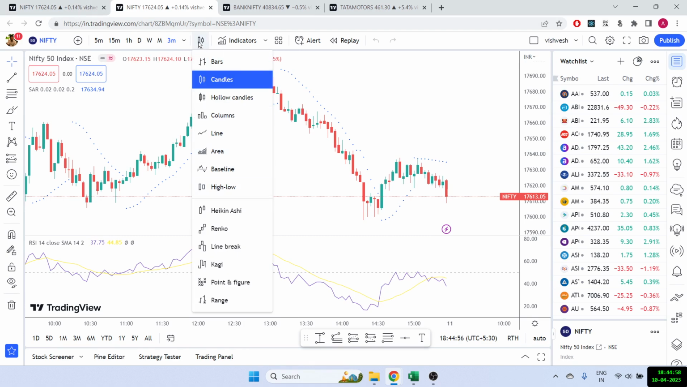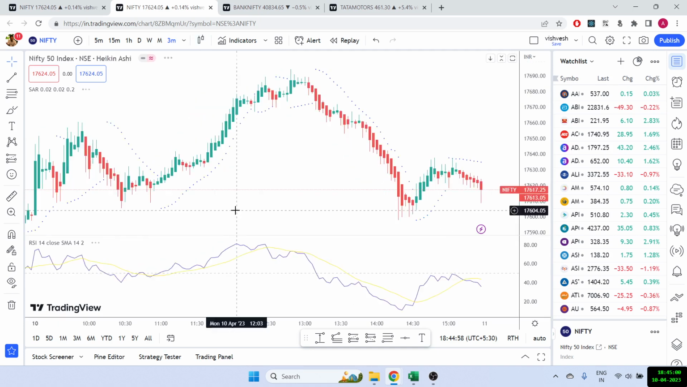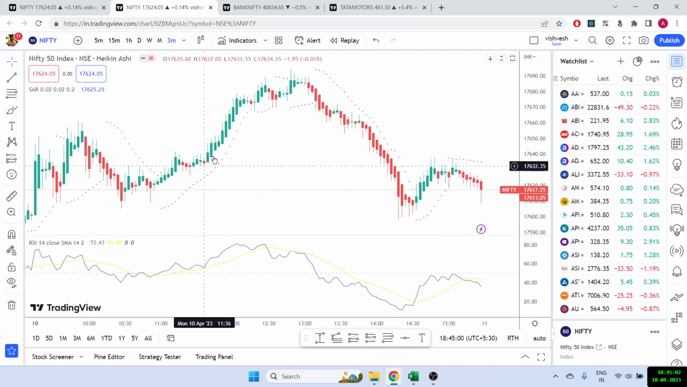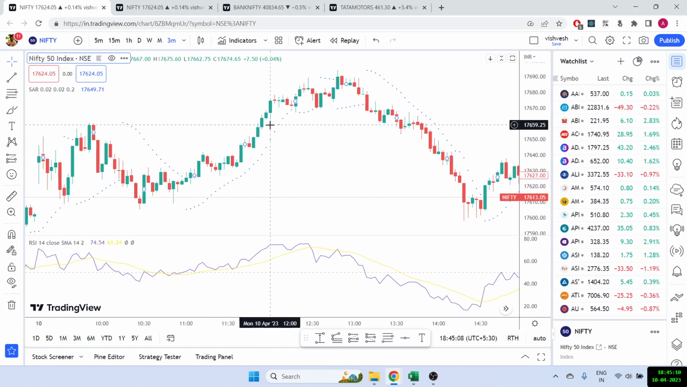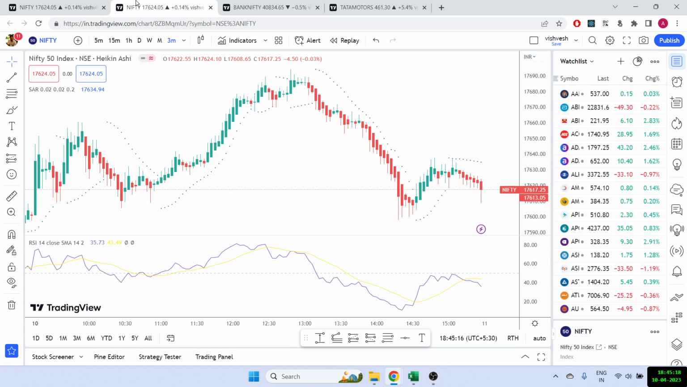I'm just clicking on candles and I'm clicking Heikin Ashi. And notice something. When the market is going up, you can only see green candles, and when the market is coming down, you can only see red candles. Whereas if we see the normal candlestick, you will see a lot of red candles even when the market goes up and a lot of green candles even when the market comes down. So that is why, since this is a quick scalping strategy, I will be using Heikin Ashi so that I get the clean trend. So that's the first thing that I'm going to add.